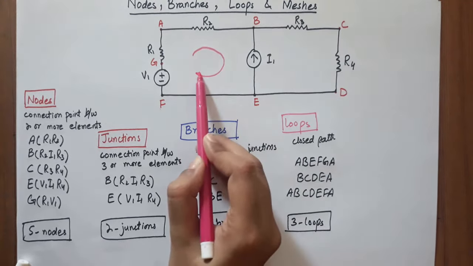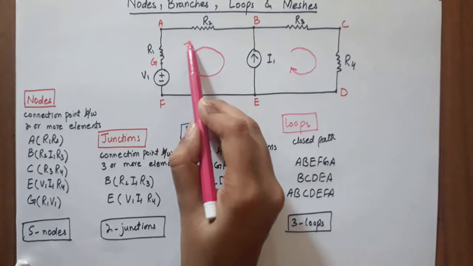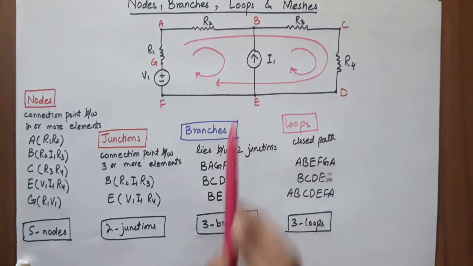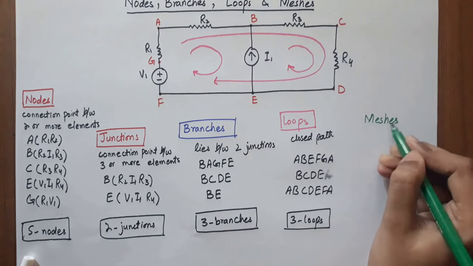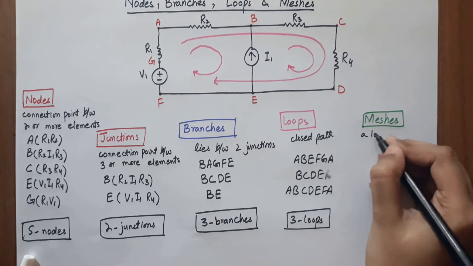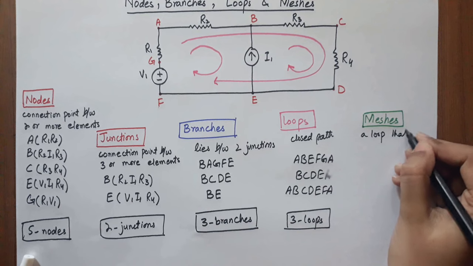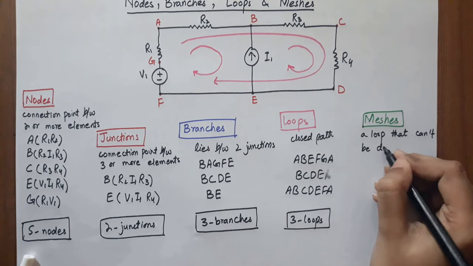This is loop 1, loop 2, and then again this whole circuit is also a loop. Now, how many meshes are there in this circuit? First, know what is a mesh. Mesh is a loop that cannot be divided into other loops.